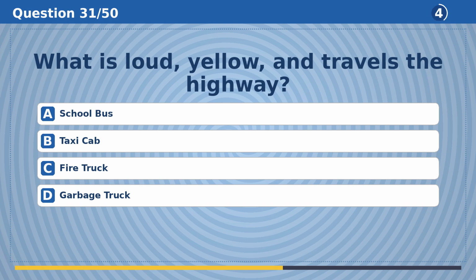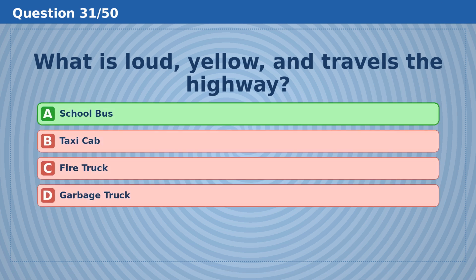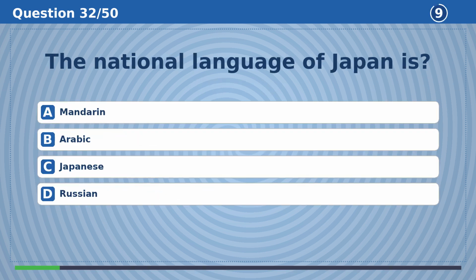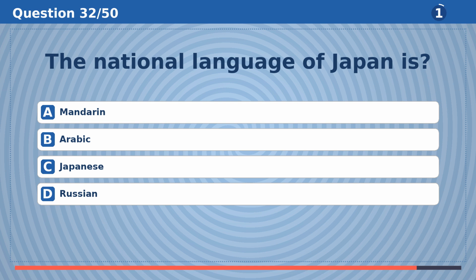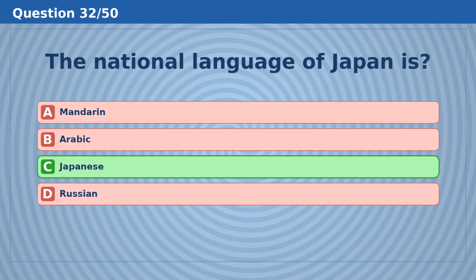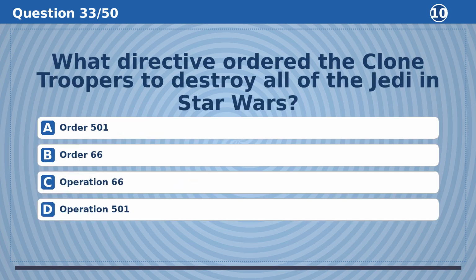What is loud, yellow, and travels the highway? The answer is A. School bus. The national language of Japan is? The answer is C. Japanese.